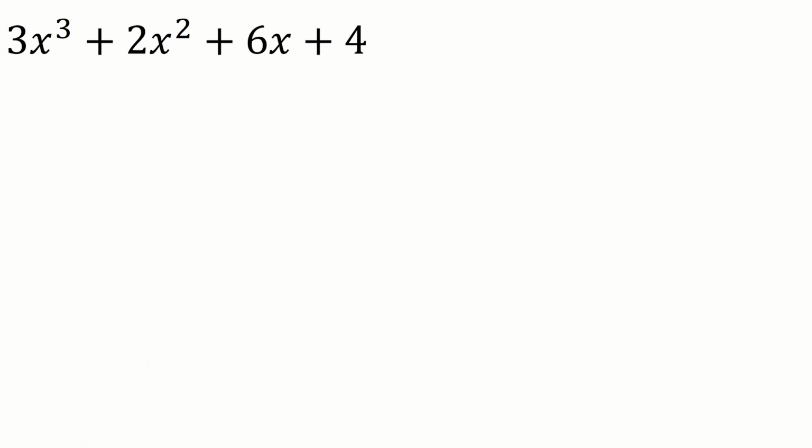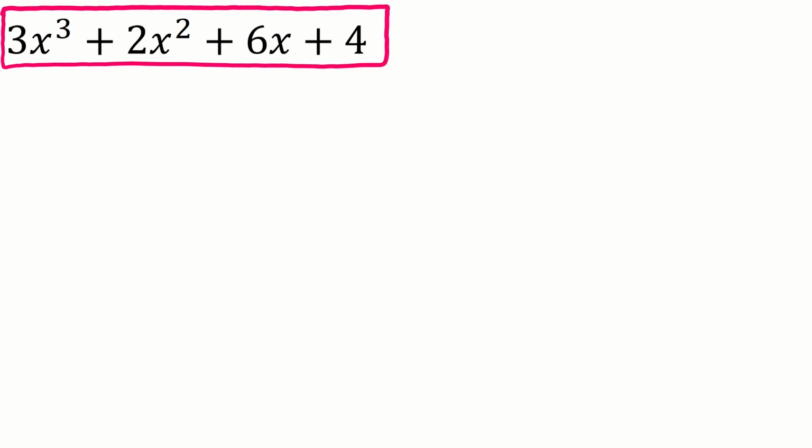Here we have 3x cubed plus 2x squared plus 6x plus 4. In order to factor this, we're going to split this in half, right down the middle, and just consider the first two terms separate from the second two terms. In our first two terms, we have 3x cubed plus 2x squared. Think about what the greatest common factor is between those two terms.